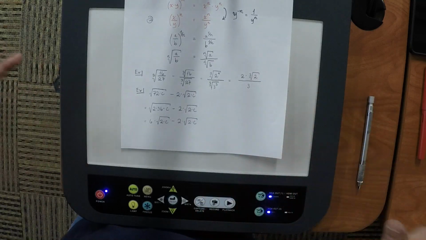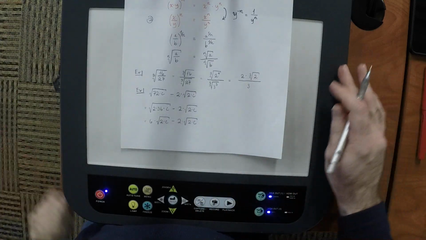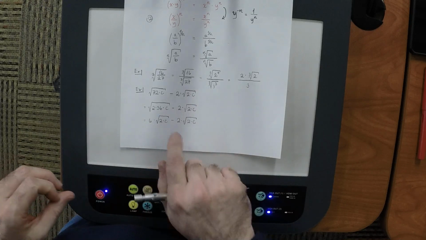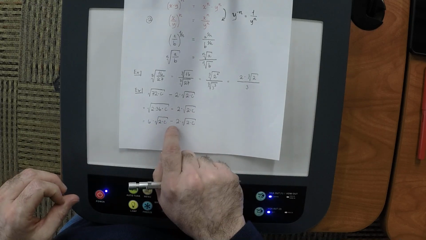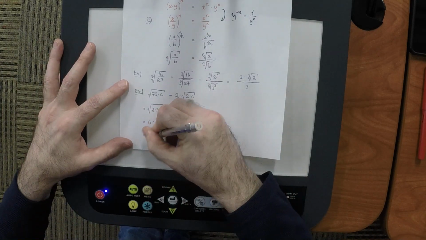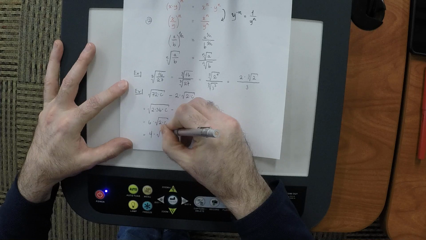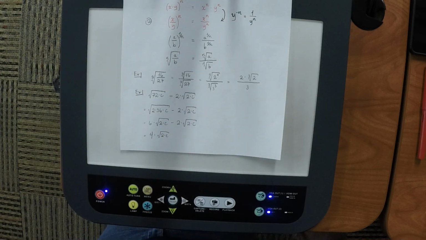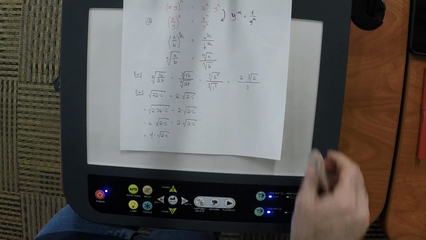Looking at the radical thing just might mess with your eyes for a second, until you get really comfortable. But it's 6 of these, and then subtract 2 of this same kind of thing. So 4, 2 square roots like that. Good. Any question about it? All right. Good.